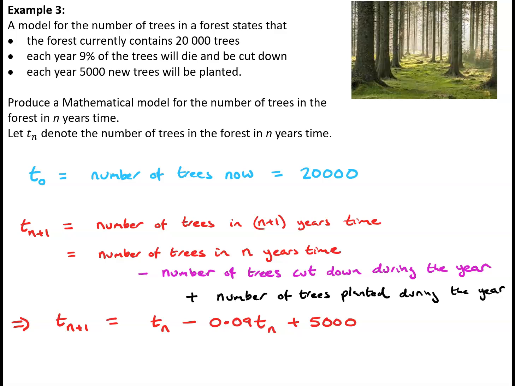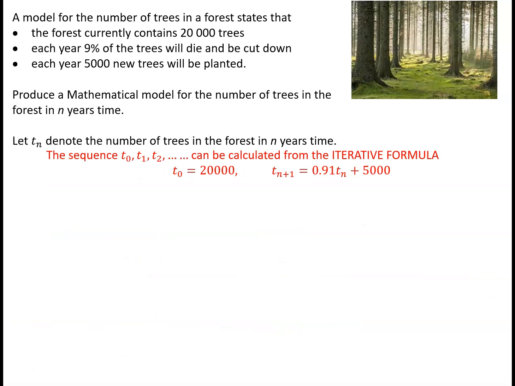In other words, we're setting up a mathematical model that says Tn plus 1 is 0.91 Tn plus 5,000. So our model, the mathematical model we have produced, is based on the iterative formula T0 is 20,000 and Tn plus 1 is 0.91 times Tn plus 5,000. So we can now calculate some of the early terms in the sequence very easily.